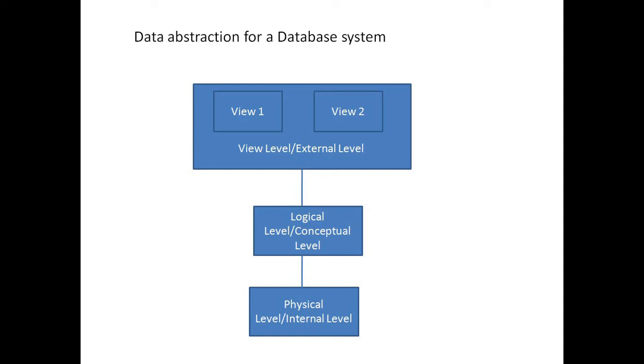The logical level or conceptual level also tells us what connections we have, how data is exactly shared between different tables, which is called a relationship. So what relationships exist between different tables is explained at the logical level or conceptual level.